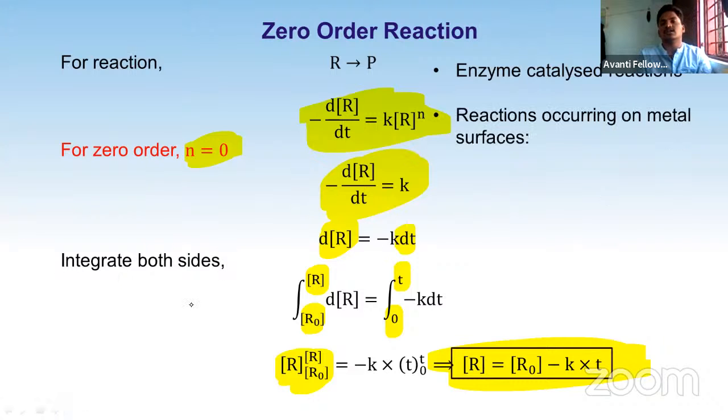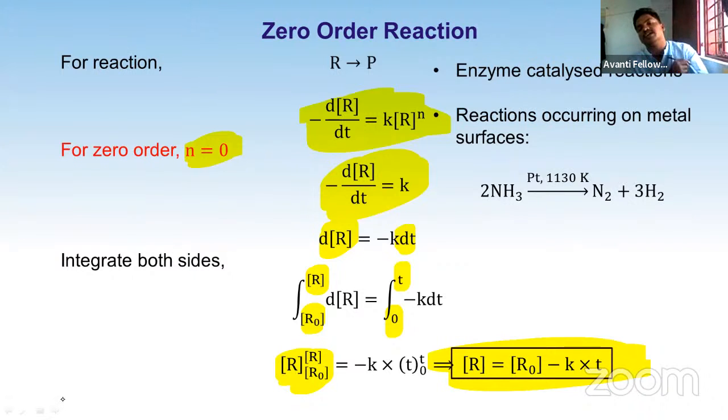Reactions occurring on metal surfaces. Usually, the reactions that happen on metal surfaces are zero order reactions. The best example is 2NH3 gives N2 plus 3H2, where platinum metal is used as a catalyst.